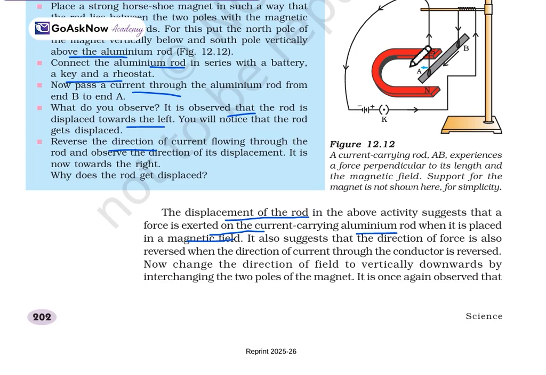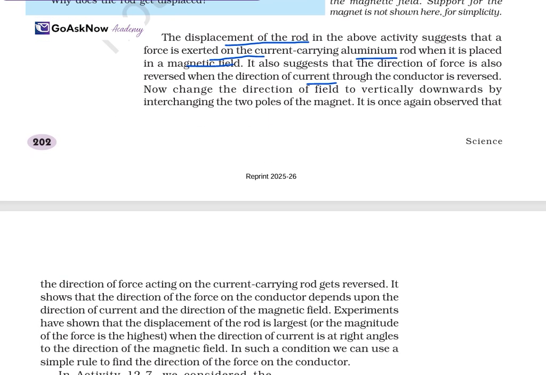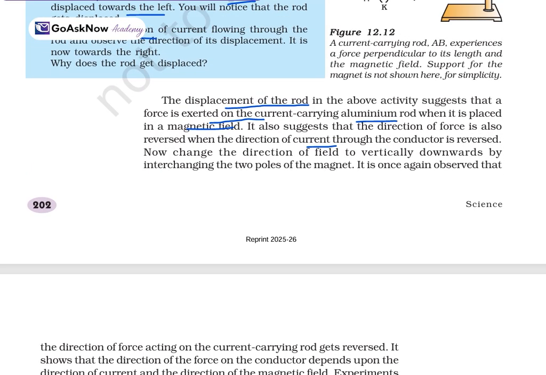It also suggests that the direction of the force is reversed when the direction of the current through the conductor is reversed. Once the current direction is reversed, you will get the force in the reverse direction. Now change the direction of the field to vertically downwards by interchanging the two poles of the magnet. It is again observed that the direction of the force on the current carrying rod gets reversed.